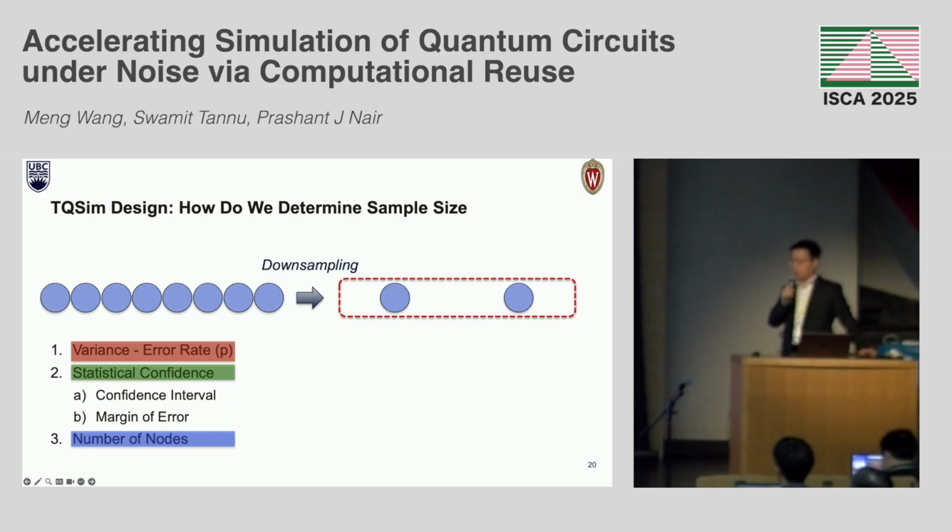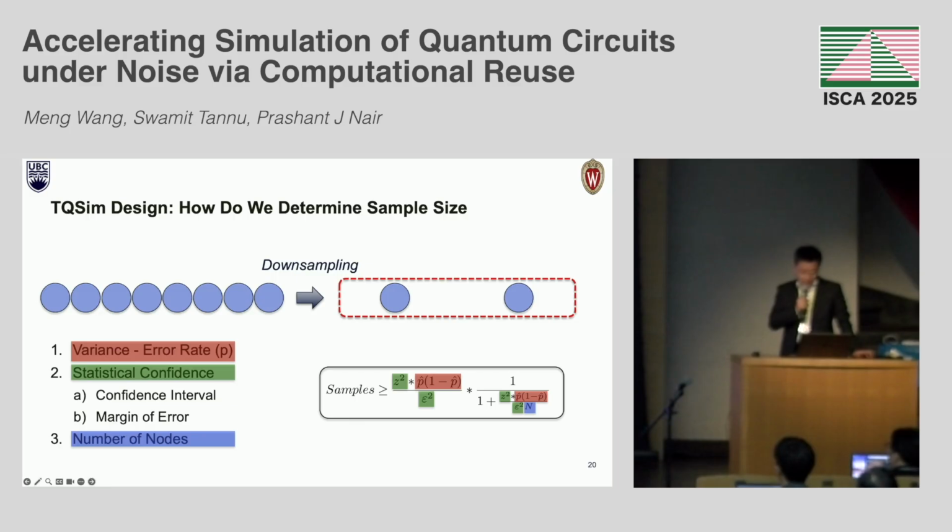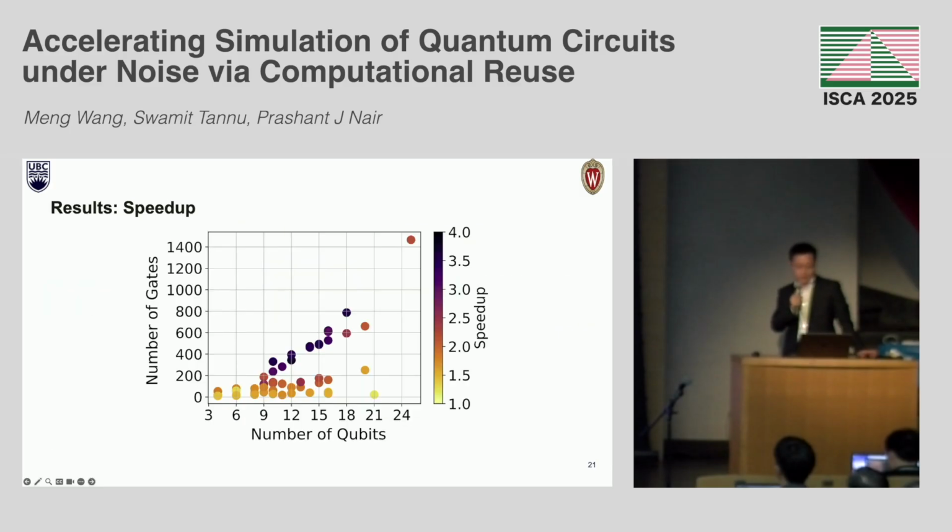And lastly is the total number of nodes in the original baseline simulation tree, or total number of shots. So with these three values, we can then use the formula on the right to calculate the minimum number of samples needed in the downsampled node set. This formula is typically used in statistics to determine the minimum number of samples that is required to fully represent a population. So here we present the results of TQSIM.